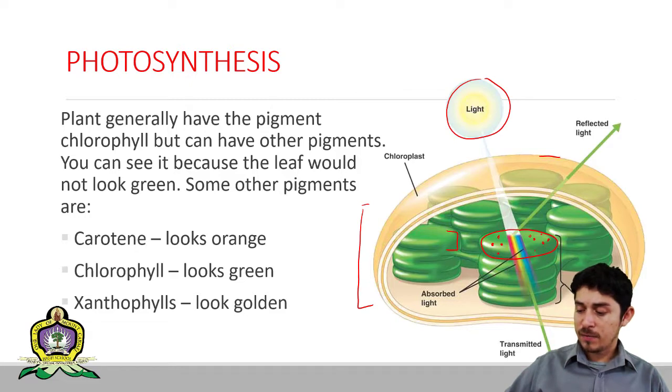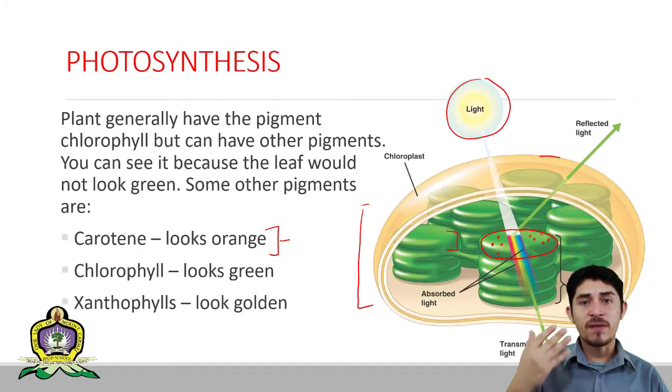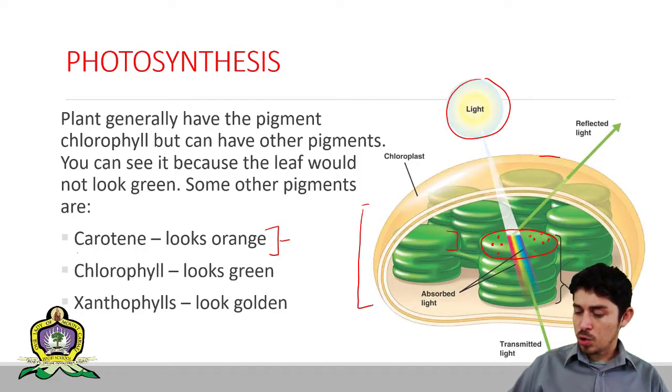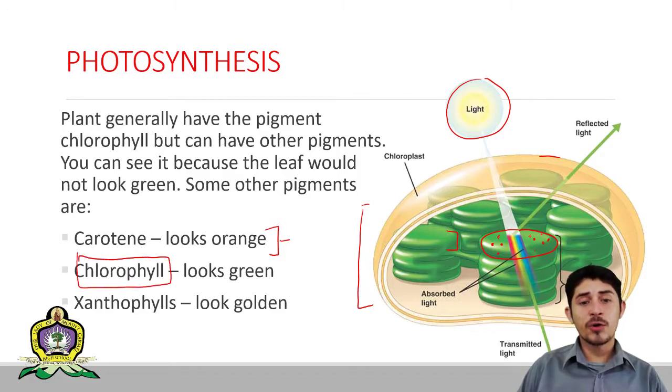For example, we have carotene, which is the pigment that makes some leaves look orange, especially in North America when they have autumn season or fall season. The plant would look orange because the pigment would be carotene. Here in the tropics we have a lot of green plants, and those green plants contain a pigment called chlorophyll, and chlorophyll looks green. We also have xanthophylls, which some algae have, and those xanthophylls look golden.